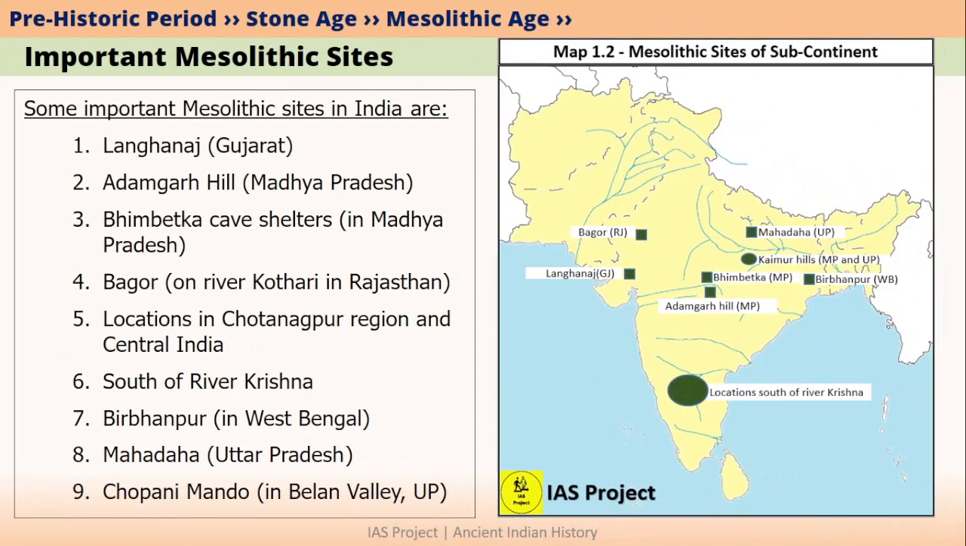Some of the important Mesolithic sites have been shown here. Langhanaj, Bagod in Rajasthan, Adamgarh Hill and Bhimbetka, Kaimur Hills and Birbanpur in West Bengal are very important.